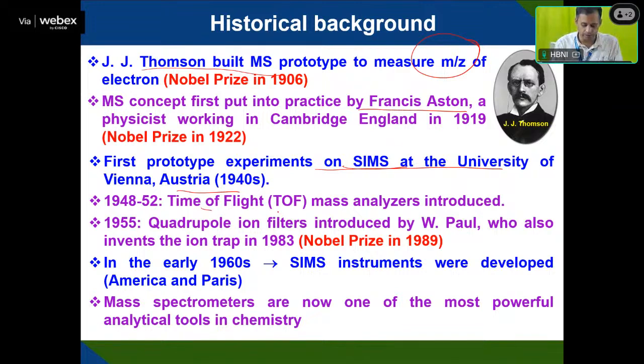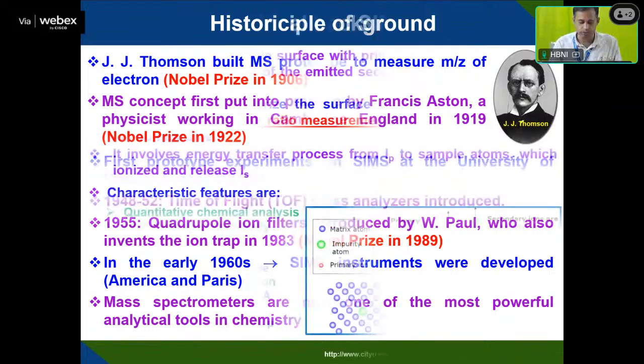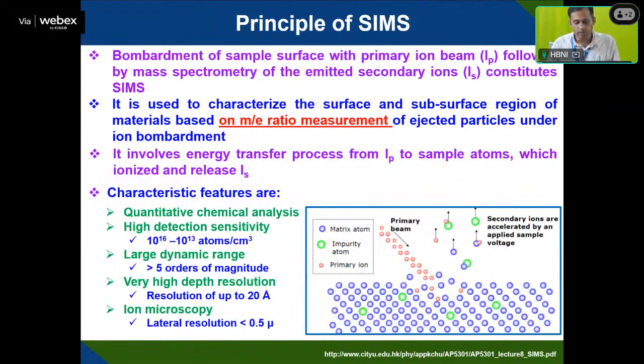Then different detectors like the time of flight detector were introduced, and so far secondary ion mass spectroscopy is now one of the most powerful analytical techniques used in chemistry. The principle here is mainly based on ion beam bombardment: instead of electrons or X-rays, here you are bombarding the sample surface with ions.